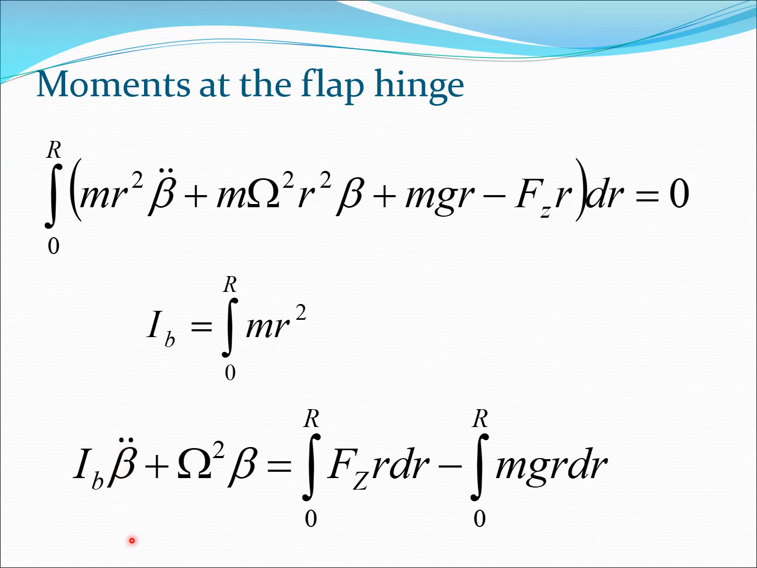So you have the double dots here. So this becomes IB beta double dot plus rotation square beta. The first term, of course, we obtained before also. This is coming from the aerodynamic force. And this is the new term which has come because of the gravity force we have included today.